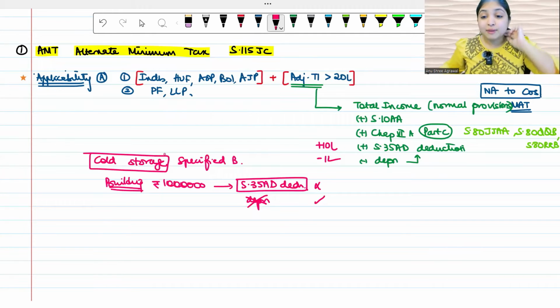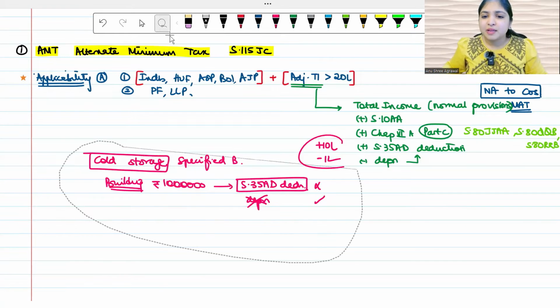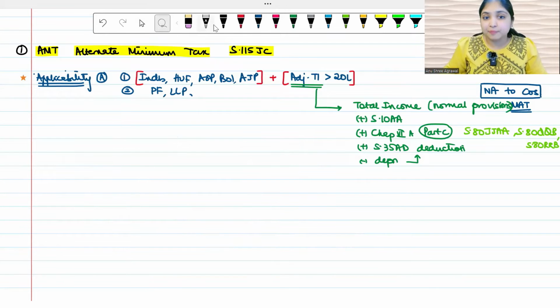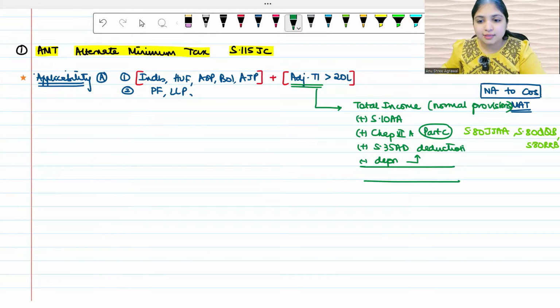You got the logic. If I'm reversing 35AD, it means I'm not enjoying 35AD. So if I'm not enjoying 35AD, then you give me depreciation at least on the asset. Therefore, I'm going to reverse the 35AD deduction, but on the 35AD assets, I can claim depreciation. Now understood, everybody? This is how you will be computing your adjusted total income. You will see the total income as per the normal provisions of the Act. You will add back 10AA, you'll add back Chapter 6A Part C, you'll add back 35AD deduction, and on the 35AD assets, you can now claim depreciation. Whatever you get is going to be the adjusted total income of the assessee.